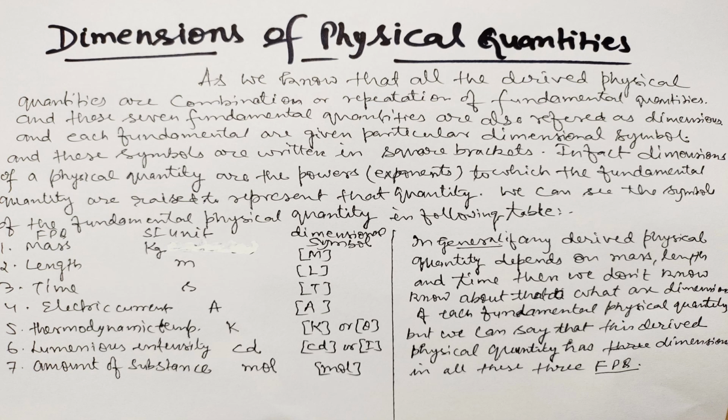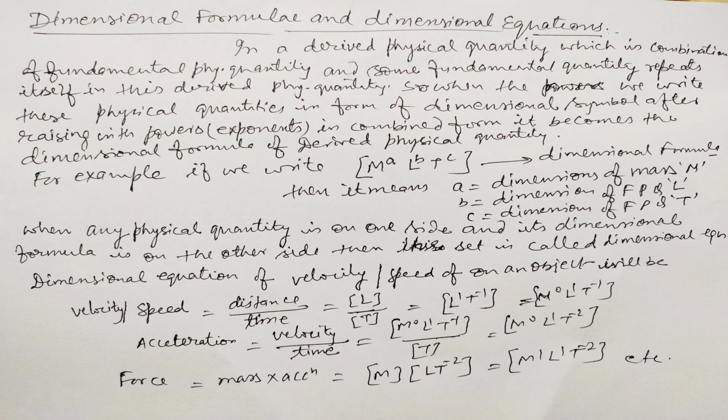So the dimensional formula and the dimensional equation: these physical quantities are written as a combination of the fundamental physical quantities, and some fundamental quantity repeats itself in this derived physical quantity.